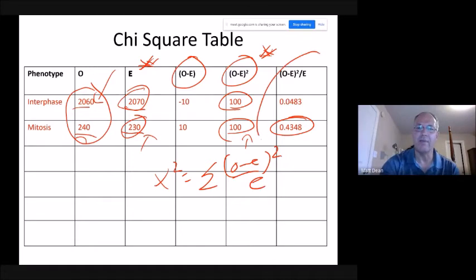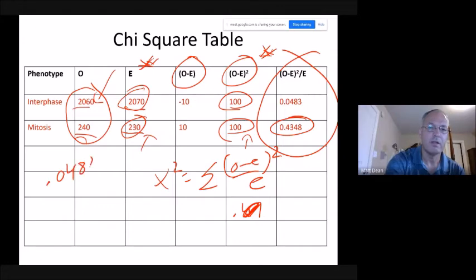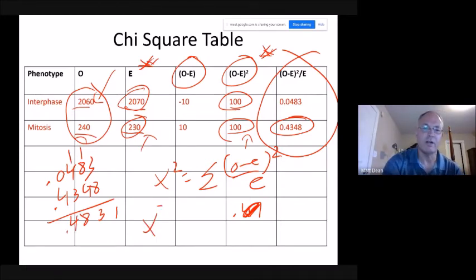So that means add up this column. And let's see if I can do that here in my head. So that's going to be 0.47. Nope. Let's just do it over here. So when we add those up, 0.4831. Our chi-square value is 0.4831. So now we need to compare that to a critical value.